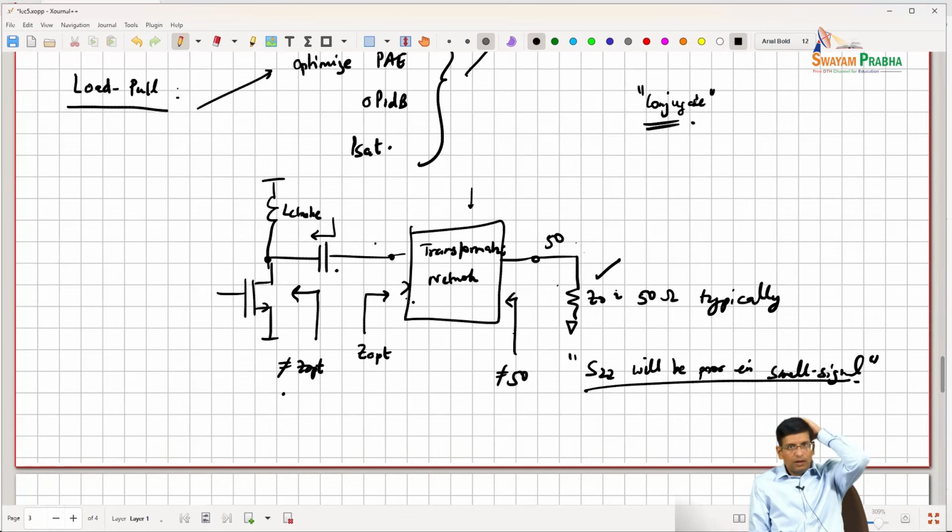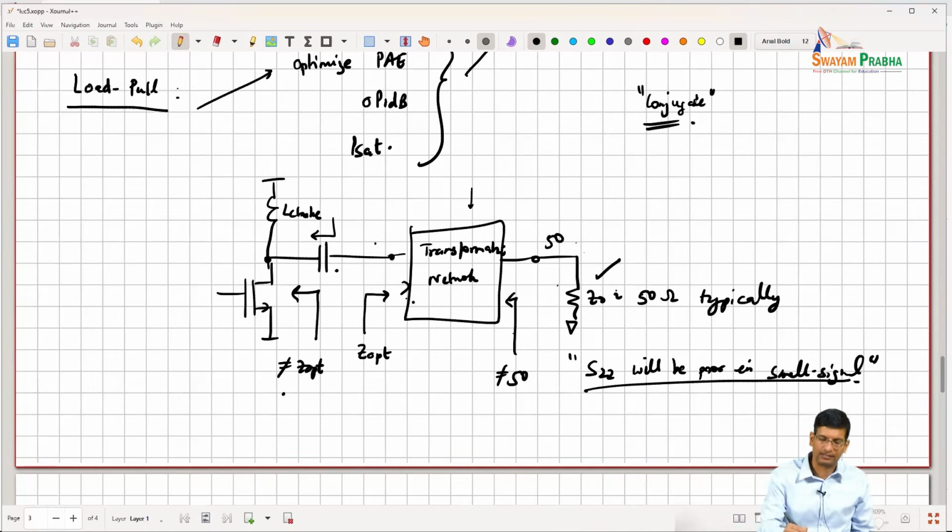So the task of PA design then becomes that once you get a device, you take that device and then you perform load pull on it, you find the optimum load you want to see, then you design a network to transform it, right.